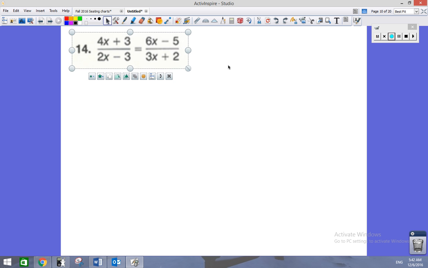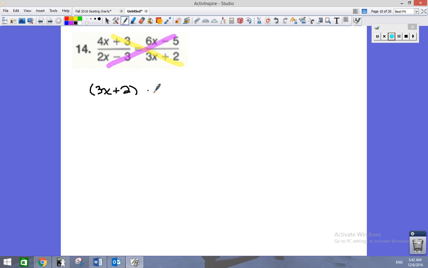Again, we have a proportion, the claim that two ratios are equal to each other, that two fractions are equal to each other. Our chosen technique to solve these is to take the cross product and set them equal to each other. Along the yellow diagonal, I'm multiplying those two binomials. Along the purple diagonal, I've got 2x minus 3, 6x minus 5.